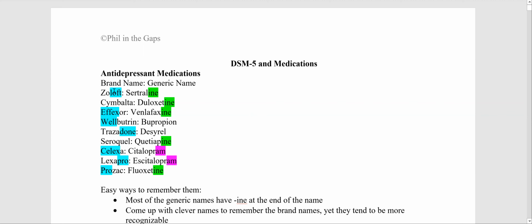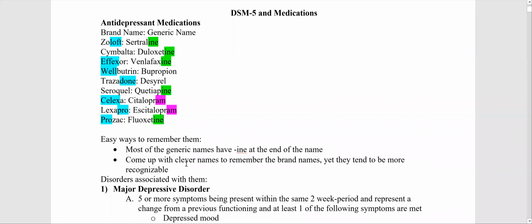So Zoloft helps to loft your mood. Effexor affects your mood in a positive way. Wellbutrin helps you feel well. Trazodone helps the depression to be done. Celexa helps to select the mood. And Lexapro helps you feel like a pro. And Prozac helps you feel like a pro as well. And if you're thinking that was kind of quick and you don't really know what I just said, just a little explanation at the end. Most generic names have INE at the end of the name, and you can just come up with clever ways for the brand names, but I provided some already.